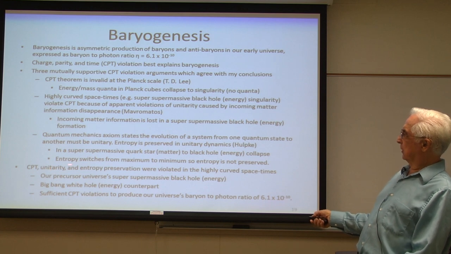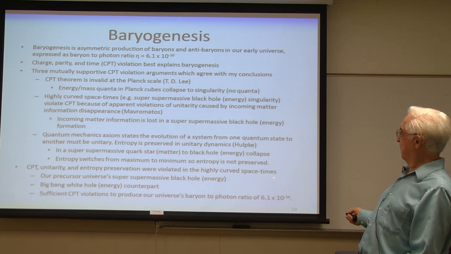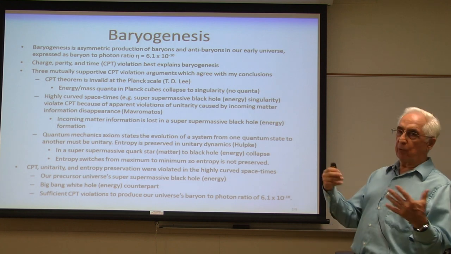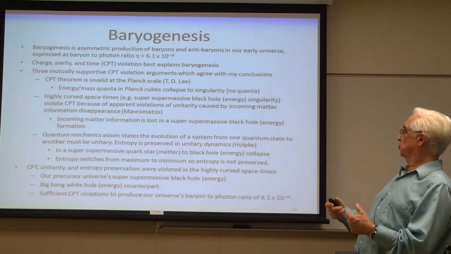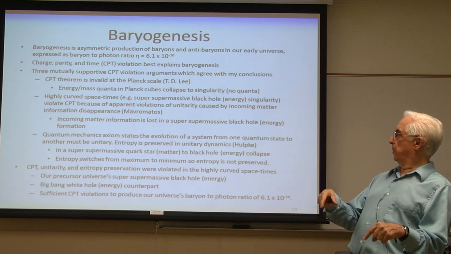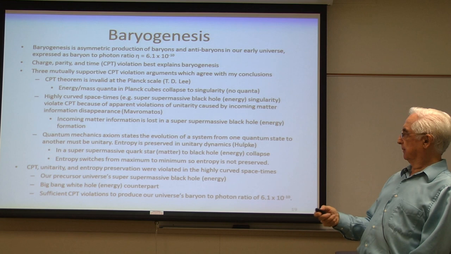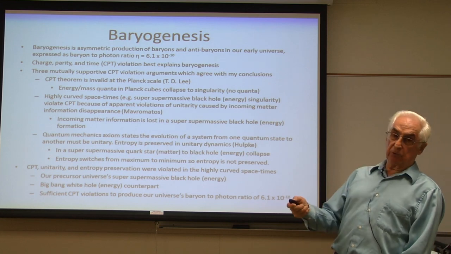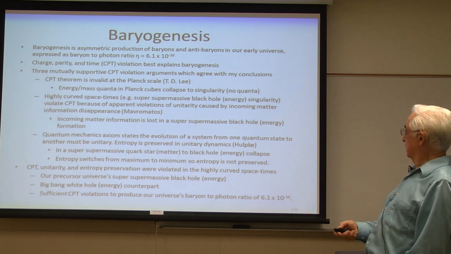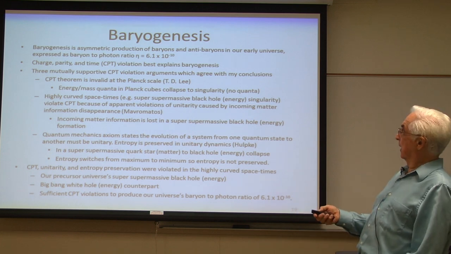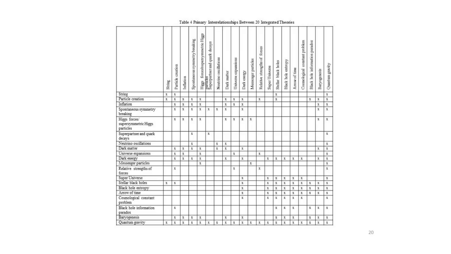And therefore, CPT and unitary entropy preservation were violated in the highly curved spacetime of both our precursor universe, the super, super massive black hole, and then its white hole Big Bang energy counterpart. Therefore, there was sufficient CPT violation to produce our universe's baryon to photon ratio of 6.1 times 10 to the minus 10th. This is the last chart in the presentation.